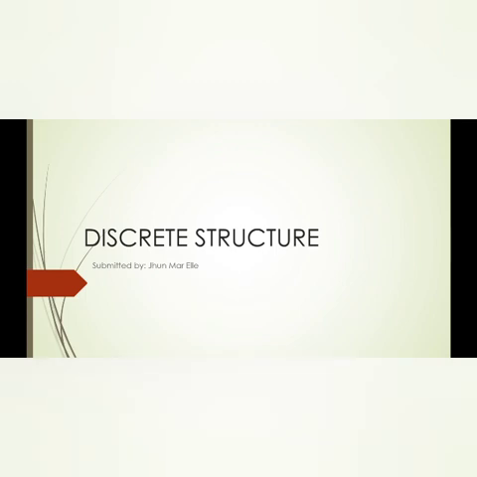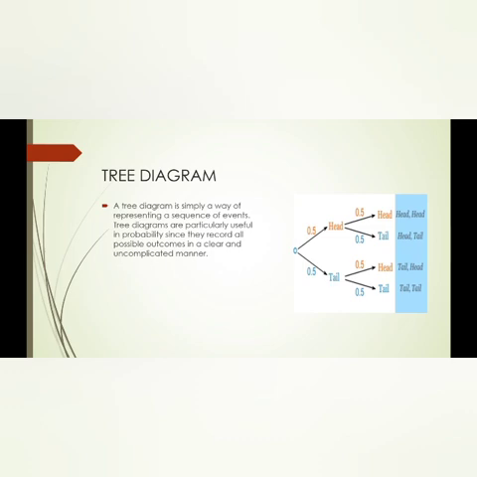Discrete structures, and the topic is trees and graph theories. Tree diagram. A tree diagram is a simpler way of representing a sequence of events. Tree diagrams are particularly useful in probability since they record all possible outcomes in a clear and uncomplicated manner.